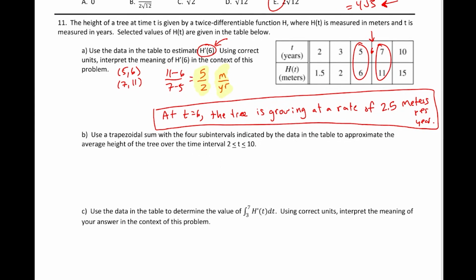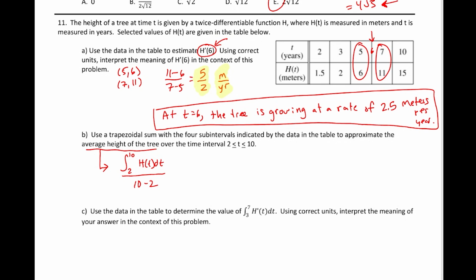Part B says, use a trapezoidal sum with 4 subintervals indicated by the data in the table to approximate the average height of the tree over the time interval in between 2 and 10. So if we're looking for the average height, that's an average value of the height function. So that's going to be the integral from 2 to 10 of h of t dt divided by 10 minus 2.